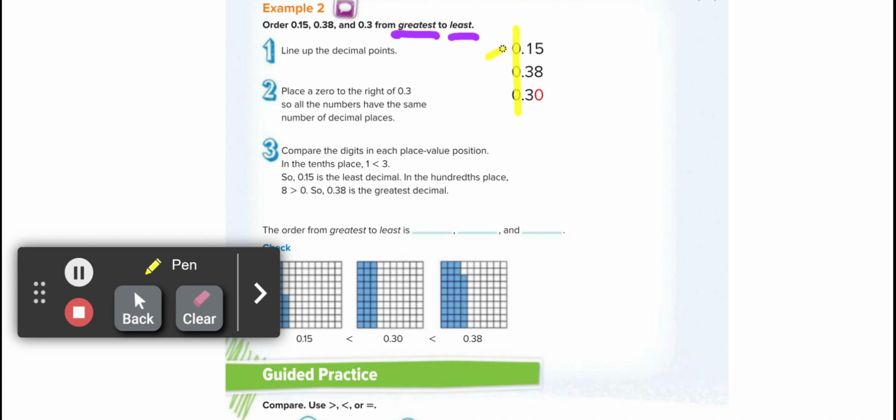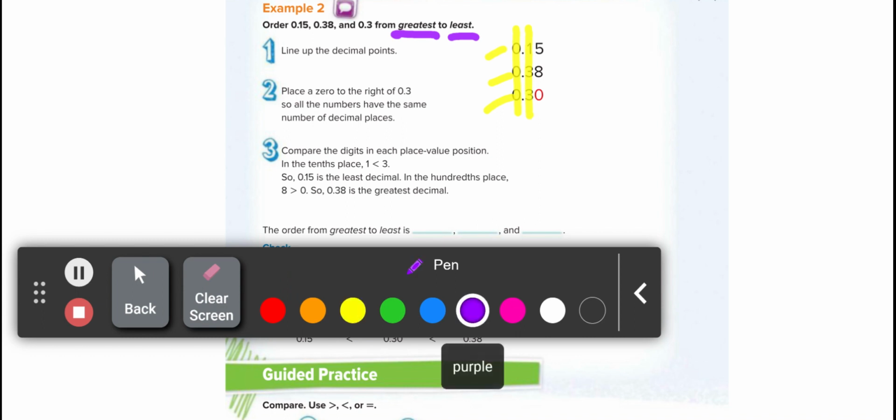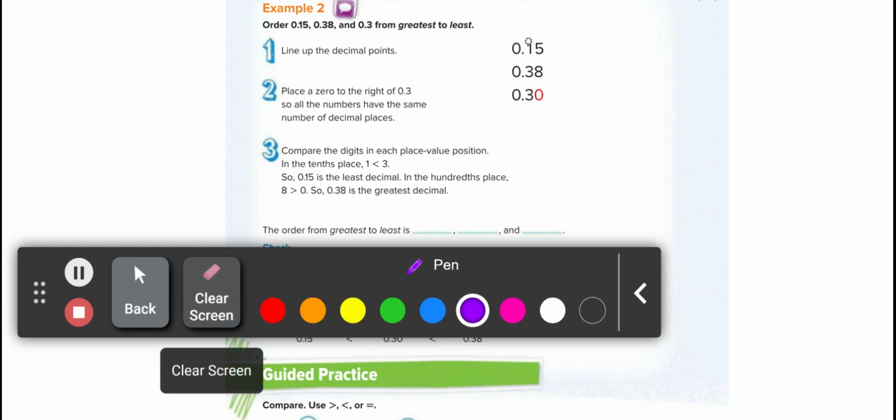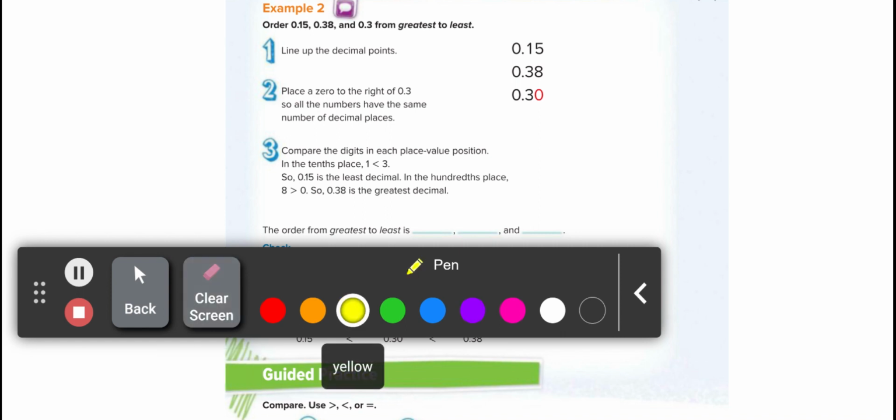I have 0, 0, and 0. Those are all even. Then whenever I go to my next place value, I have 1, 3, and 3. Well, which one sticks out? This one sticks out as being the smallest because it's 1. So I figured that out. This one I know is going to be my least. So let's go ahead and mark that.